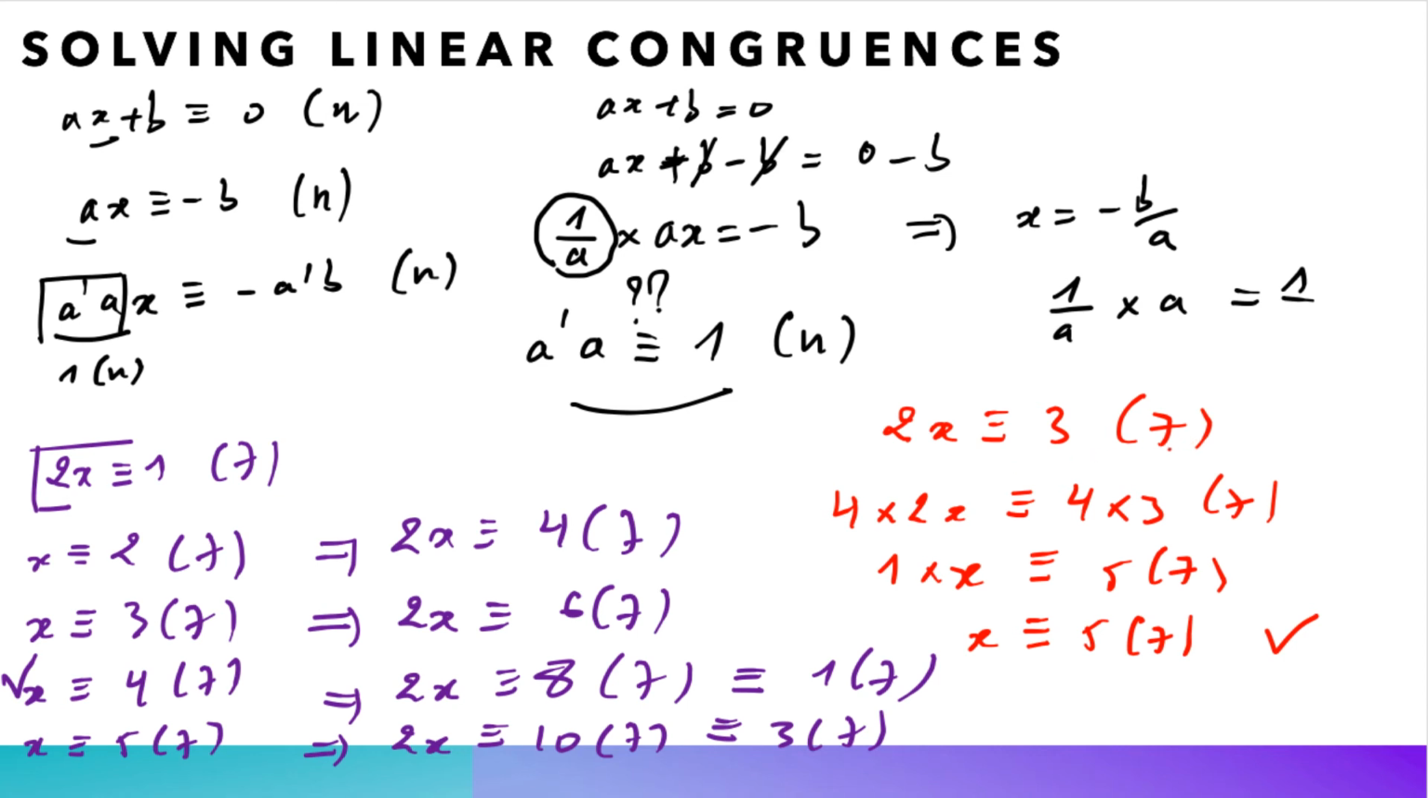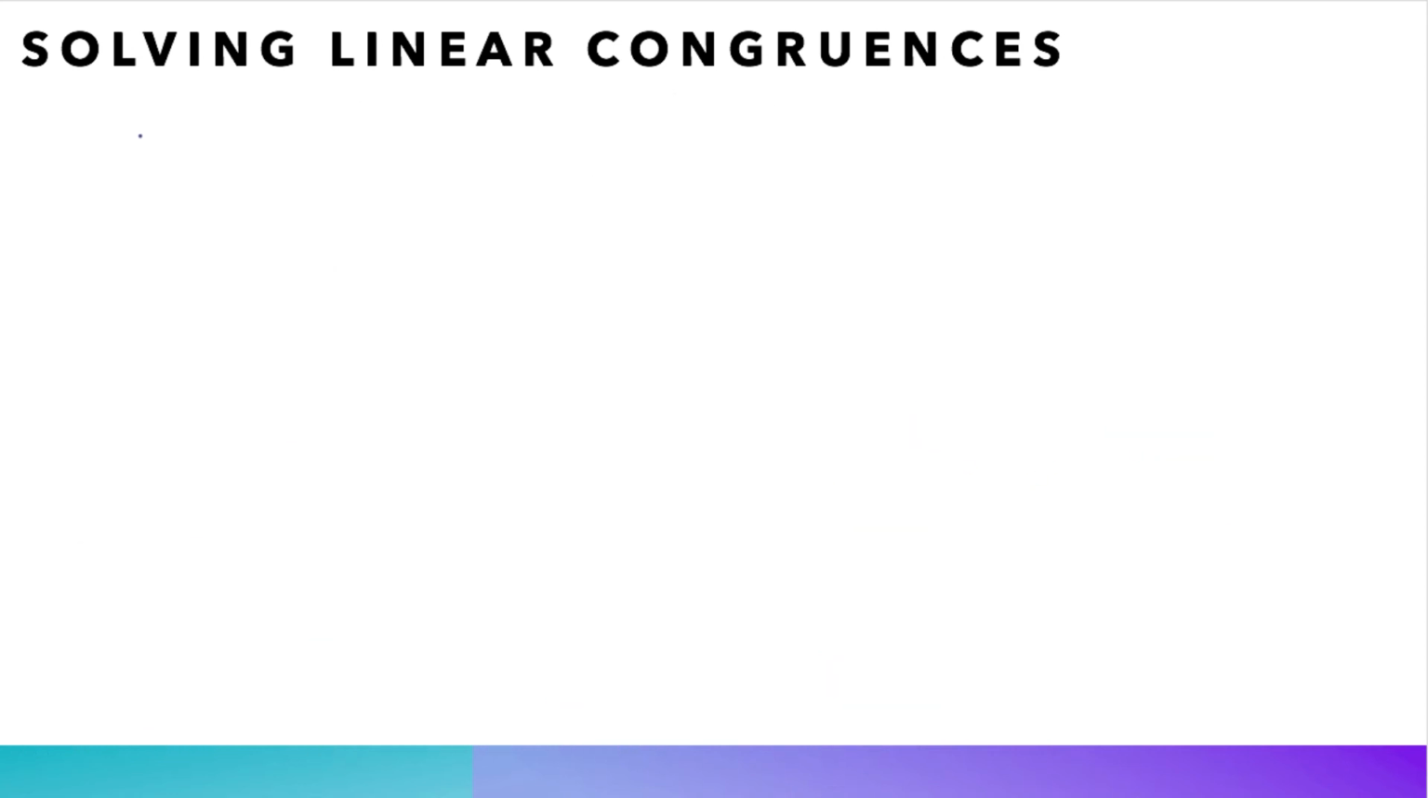You can check this by yourself because 2 times 5 gives actually 10, and 10 is 3 modulo 7. Bingo. Let us now check one more example. We would like to solve 2x is congruent to 1 modulo 6 this time. This also means, is 2 invertible modulo 6? Is there an x such that 2 times x gives 1?